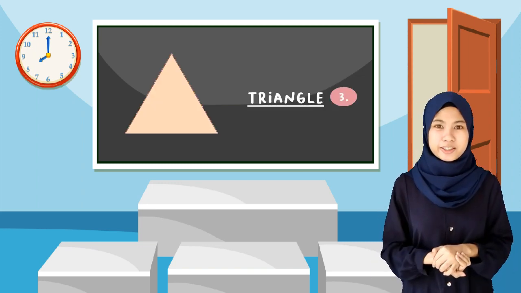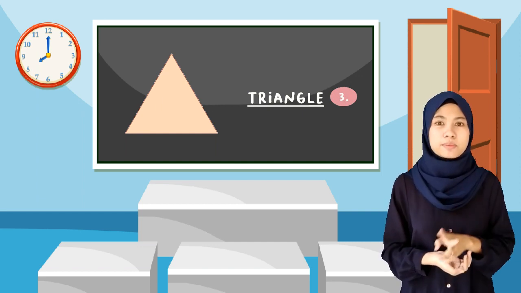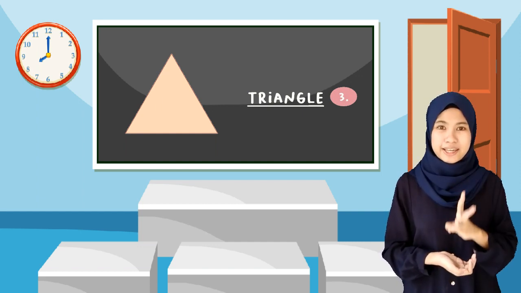Next, triangle. What is a triangle? A triangle is a two-dimensional object, a plane figure with 3 angles and 3 sides.